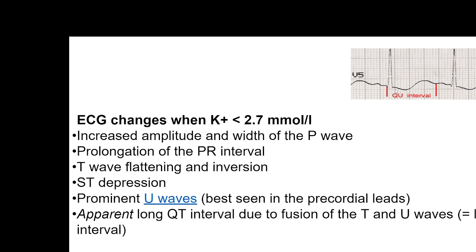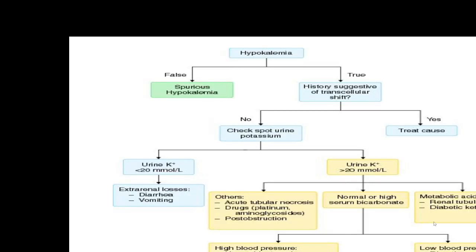Then the T wave would be flattened and tends to get inverted. The ST segment gets depressed, which can produce an abnormality that mimics ischemic pathology. And as I told you earlier, there are prominent U waves, particularly seen in the V1 to V3, V5 leads. The QT interval also is longer than in other conditions, and these would be the changes seen in hypokalemia.